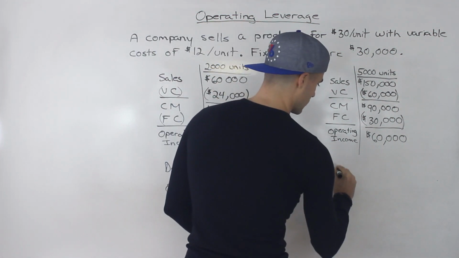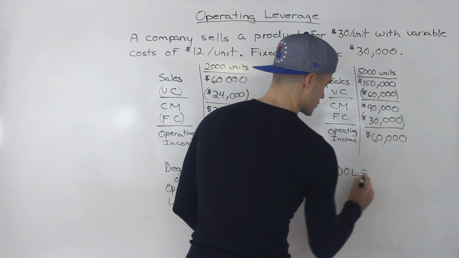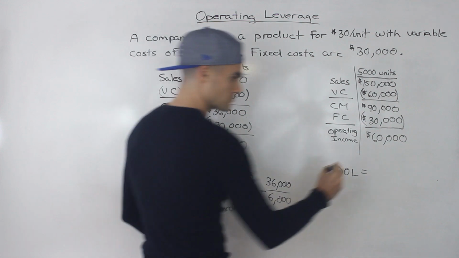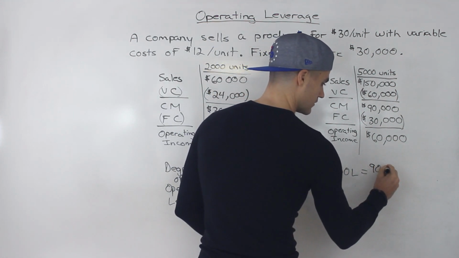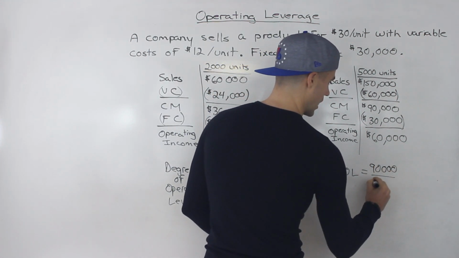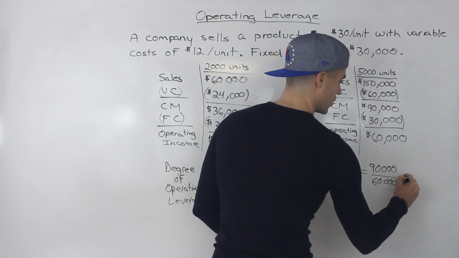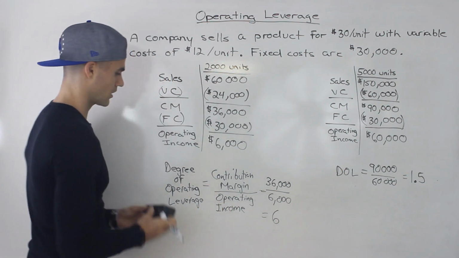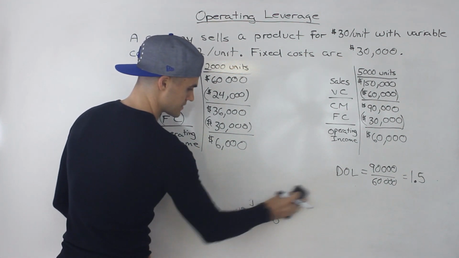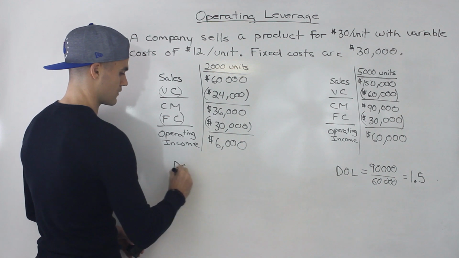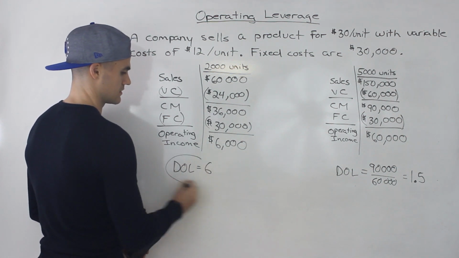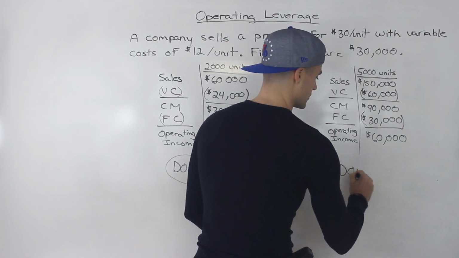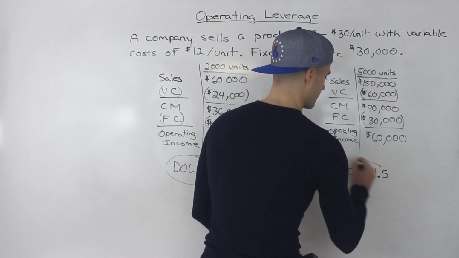And then over here, the degree of operating leverage, I'm going to put short form DOL there. It's the contribution margin, 90,000, over the operating income of 60,000, which gives us 1.5. So erasing all this here, I'm just going to put degree of operating leverage is 6. And over here, degree of operating leverage is 1.5.